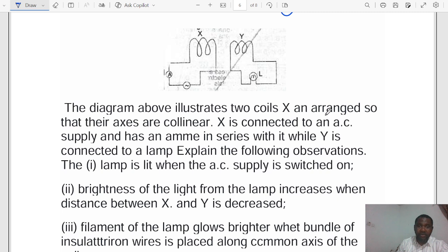Now the next question says the diagram above illustrates two coils X and Y arranged so that the axes are collinear, so they must be arranged collinearly. X is connected to an AC supply and has an ammeter in series, while Y is connected to a lamp L. Explain the following observation. I. The lamp is lit when the AC supply is switched on.